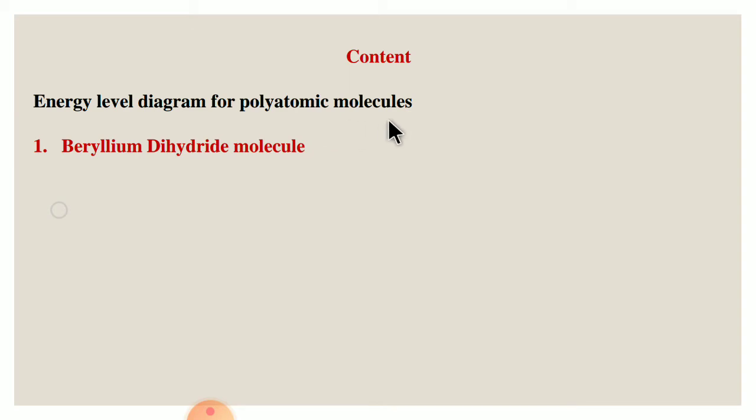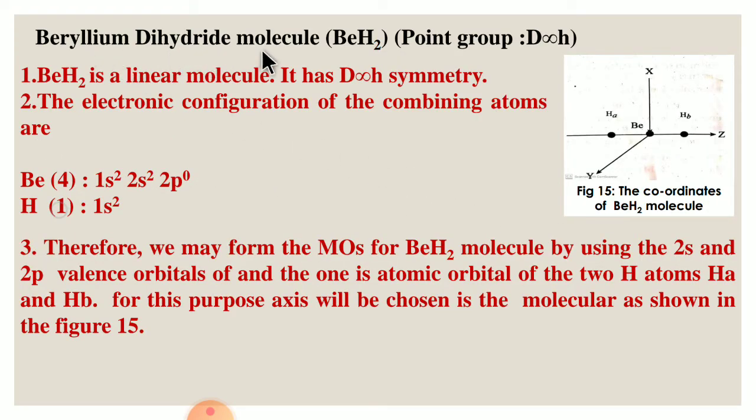In polyatomic molecules, we have already seen the example of H3 and H3 plus species in previous videos, but in this video we will see the beryllium hydride molecule. Beryllium hydride has molecular formula BeH2 and it has point group D infinity h. BeH2, that means beryllium dihydride, is a linear molecule and it has D infinity h symmetry.